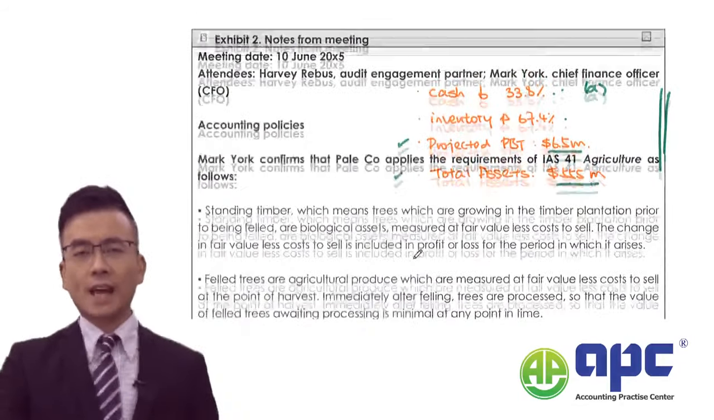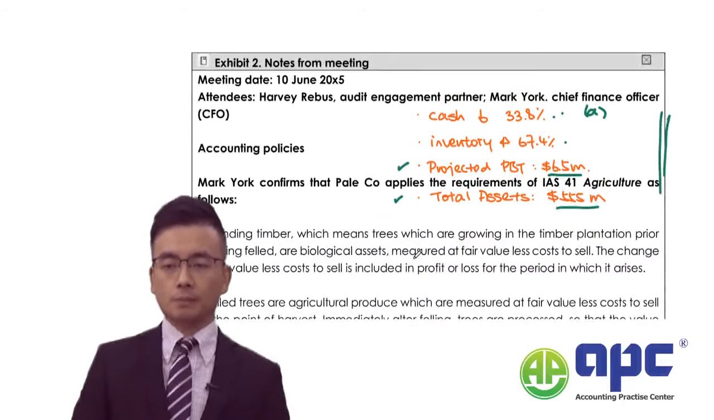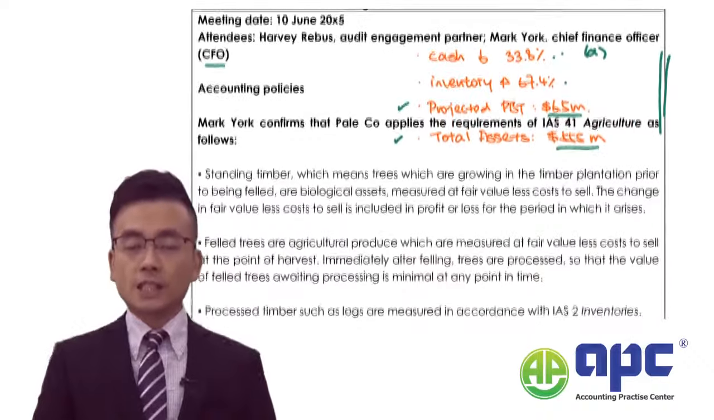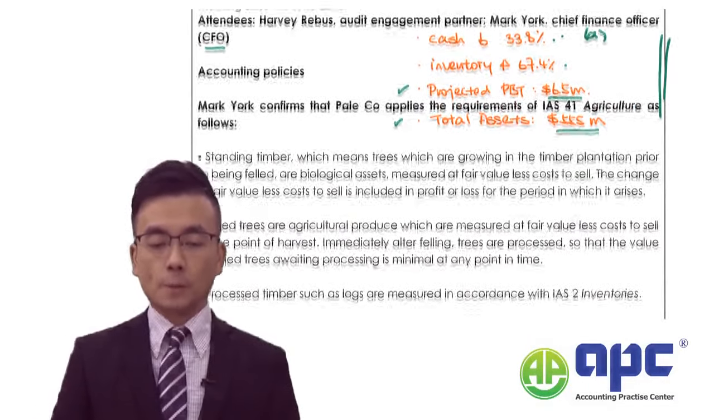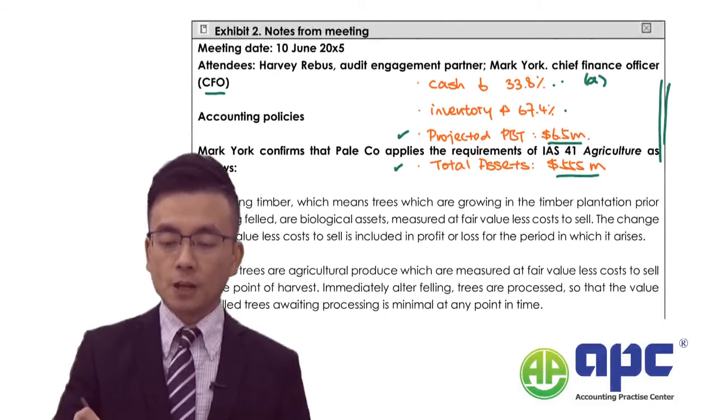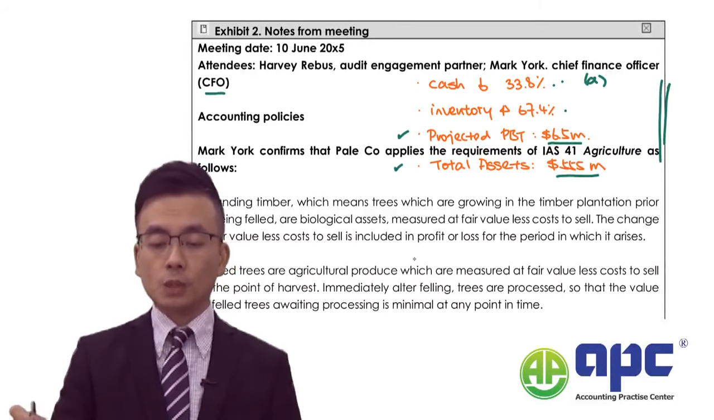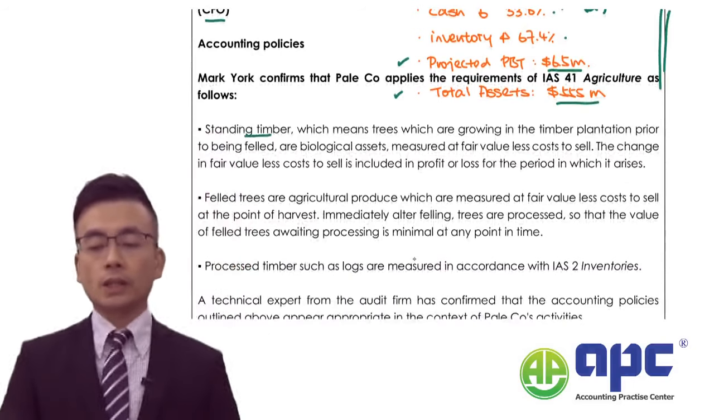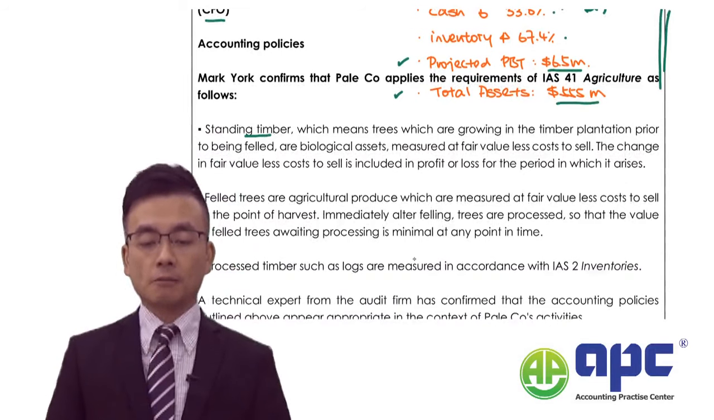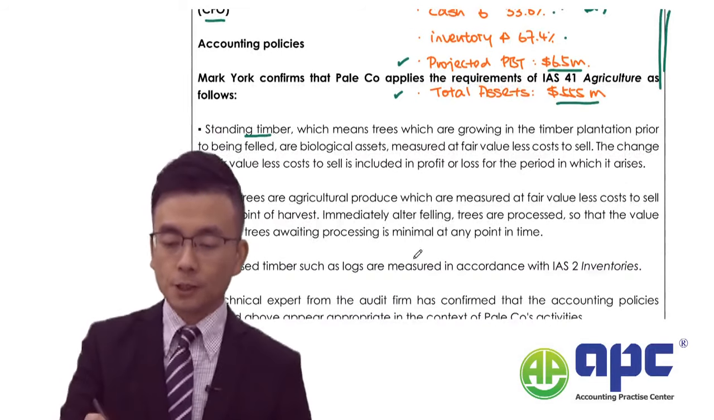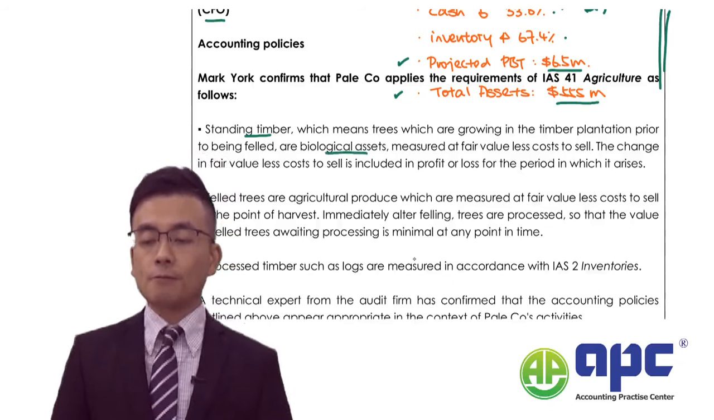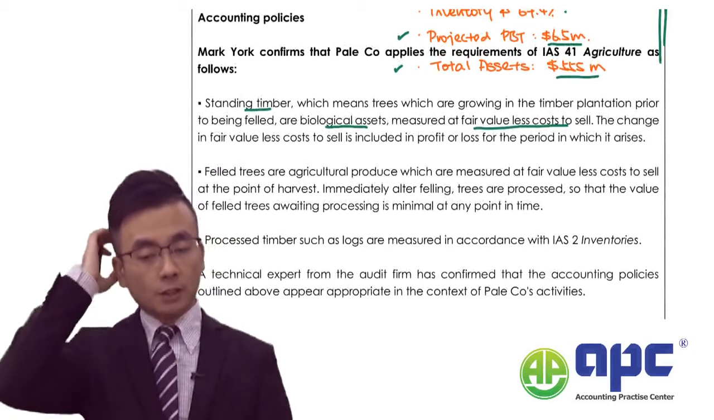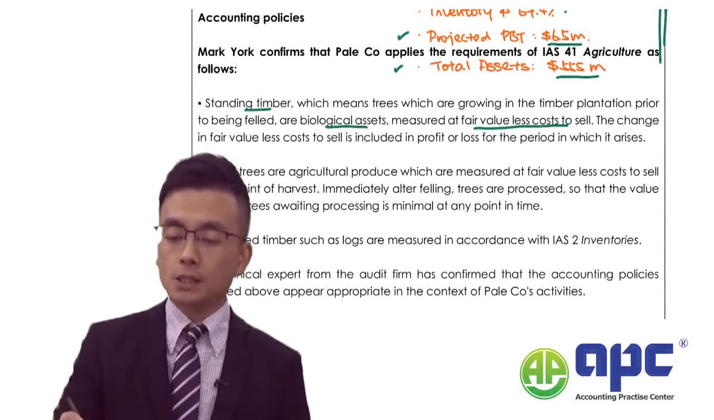Now, let's read exhibit number two. It's the notes from the meeting with the CFO. Let's read the accounting policies of this client's company. So Mark Yock, the CFO, confirms that the company applies the requirements of IAS number 41 and follows, for example, for standing timber, meaning the trees growing in a timber plantation before they are felled. Our biological asset, a living asset in other words, is measured at fair value less cost to sell, that's agreeing to IAS number 41. The change in fair value less cost to sell is included in the P&L, yes, that's correct there.